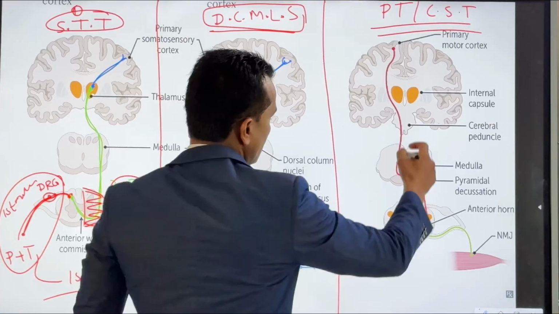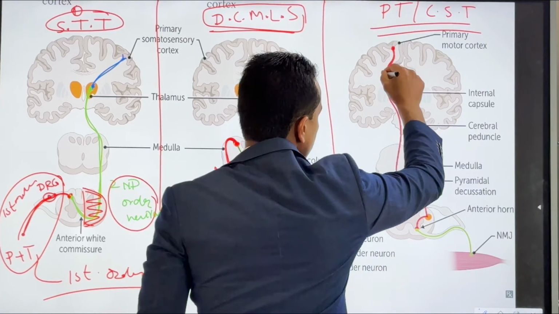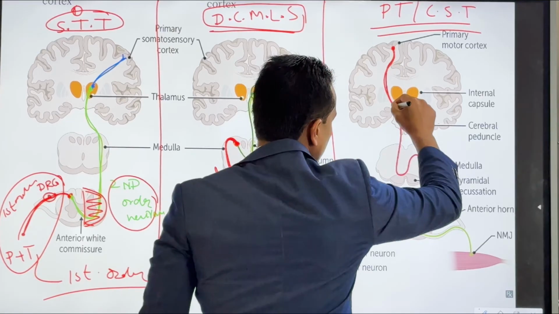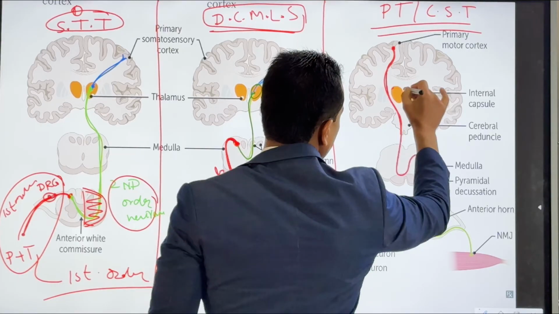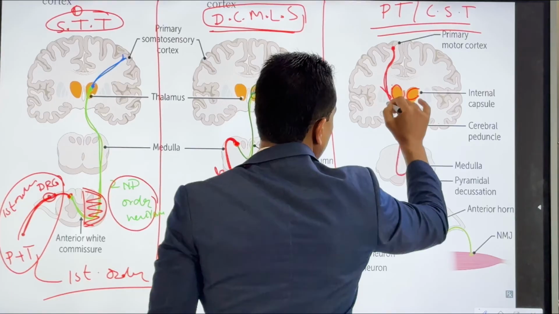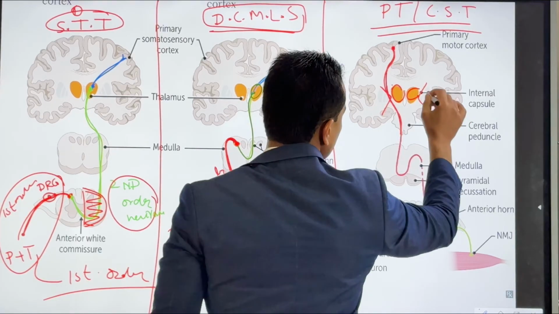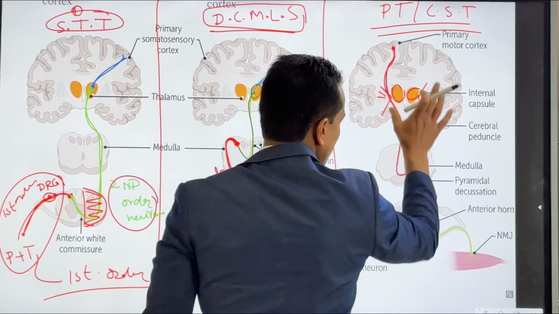You can see that this first order neuron of the descending tract is originating from the cortex, crossing the internal capsule, through the posterior limb of the internal capsule. Look, these are the thalami. Here you will have the internal capsule. Here you can see the putamen and the globus pallidus nucleus. This is the coronal section of the brain.